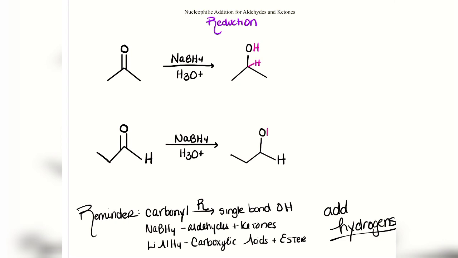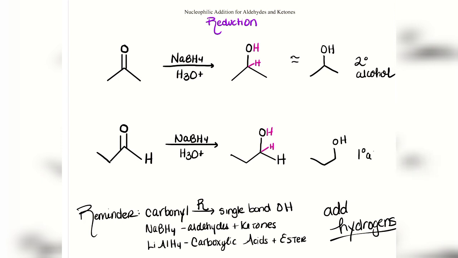Do you have to show the one that's on the carbon? No, you do not. So therefore, this is equivalent to a secondary alcohol, which you will always get from a ketone, and from an aldehyde, you will always get a primary alcohol.